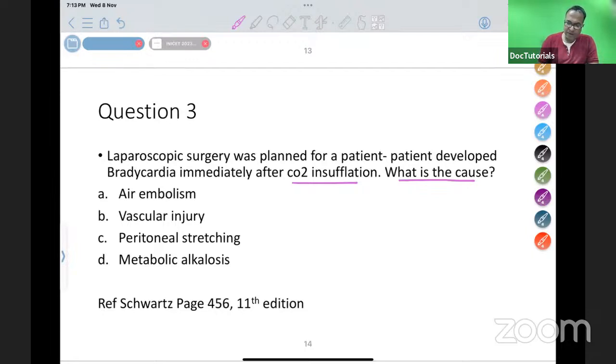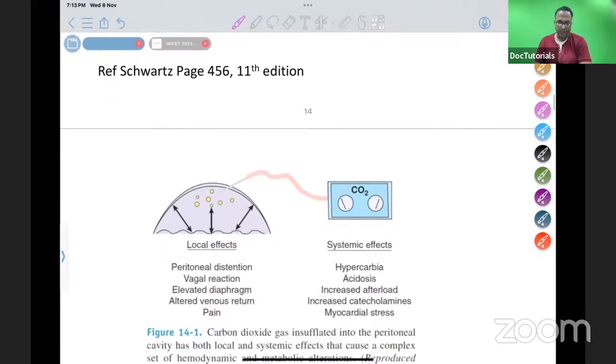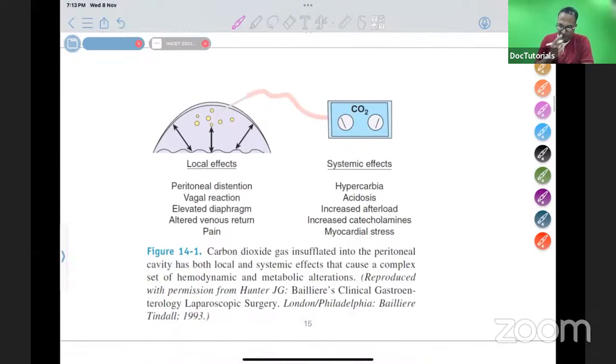Laparoscopic surgery was planned for a patient. The patient developed bradycardia immediately. Is the bradycardia due to air embolism, vascular injury, peritoneal stretching, or metabolic alkalosis? What is the correct answer? It is another question directly from SWATS, page number 456. It's peritoneal stretching. Please don't forget, it's a repeat question. This is a question directly from SWATS.